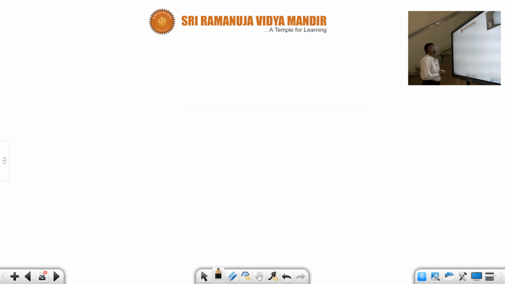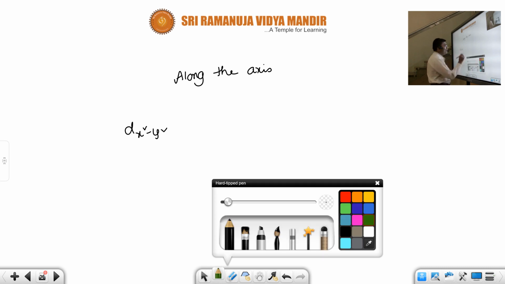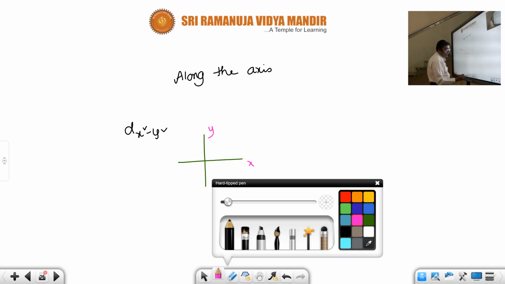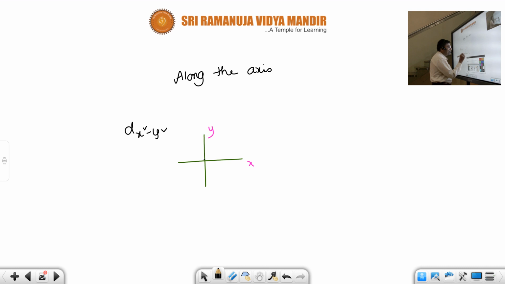Now, there are 2 lobes which are along the axis. Those are called dx square minus y square. Now, I am drawing. Have a look here. This is dx square minus y square. So, this is x. This is y. Now, you can see how the lobes are projected. This is projected along x axis, along the axis. See, you can see here. This is x square minus y square. I hope you understood. Now, last one.